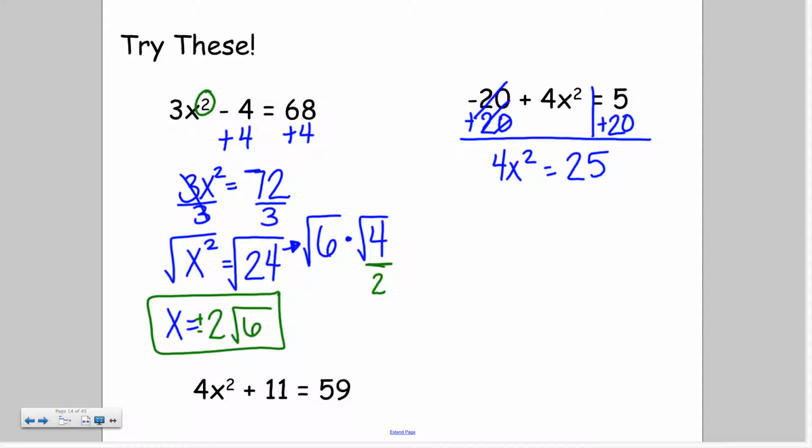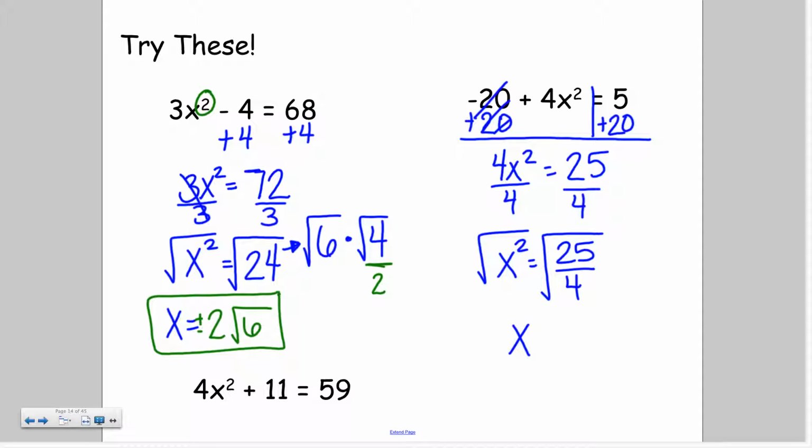Now, I can divide by 4. I'm left with x squared is equal to 25 over 4. All right? Now I need to take the square root of both sides. So the square root of this, the square root of this. All right, so x is equal to the square root of 25 is 5. The square root of 4 is 2. And that's going to be plus minus. And that is my answer.